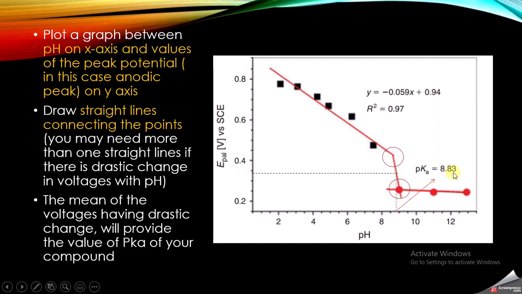So this is the pKa, the point at which the protonation and deprotonation of your compound take place simultaneously, in equilibrium with each other. This is how you can use CV data for determining the pKa of the compound.